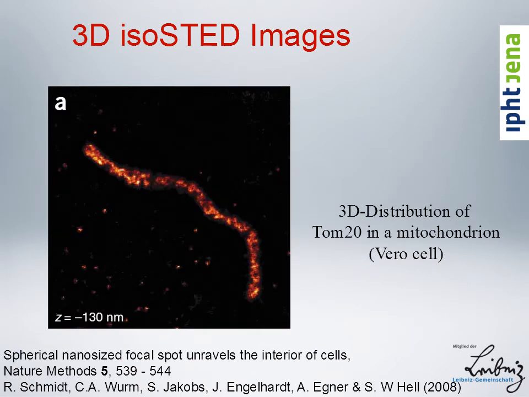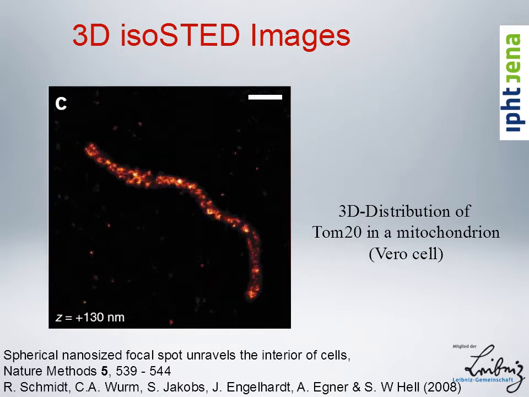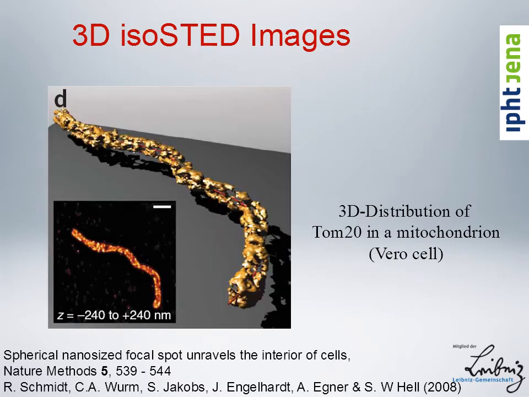At first, it was difficult to get three-dimensional images, but then by using other types of beams, the Hell group was able to even do three-dimensional sections. And you see in this nice work the protein TOM20, which stains the mitochondria membrane, can also be optically sectioned. So you see here the hollow distribution of these mitochondria. And you can even have a 3D stack and visualize it like it's shown here. This method is called ISOSTED because roughly it gives you an isotropic resolution.